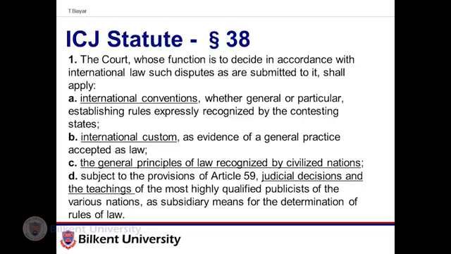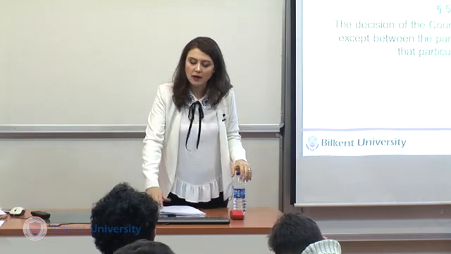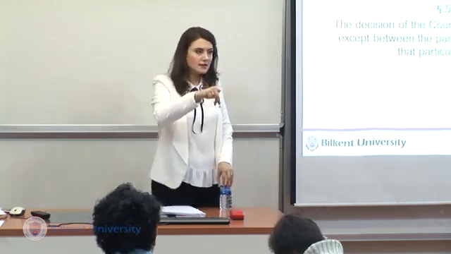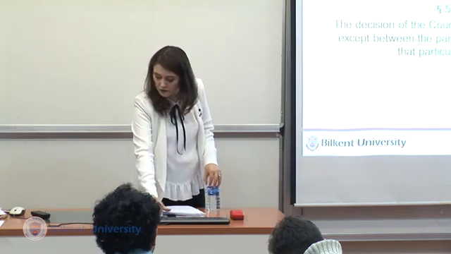By the way, here in Clause D, the sentence reads, subject to the provisions of Article 59, judicial decisions and the teachings of the most highly qualified publicists of the various nations as subsidiary means for the determination of rules of law. So, subject to the provisions of Article 59, what is that? Article 59 reads that the decision of the court, which means ICJ, has no binding force except between the parties and in respect of that particular case. Just for general knowledge, keep in mind, when ICJ makes a decision for a case, the decision is only binding for the parties of that case, no one else. That's also another thing you have to remember.